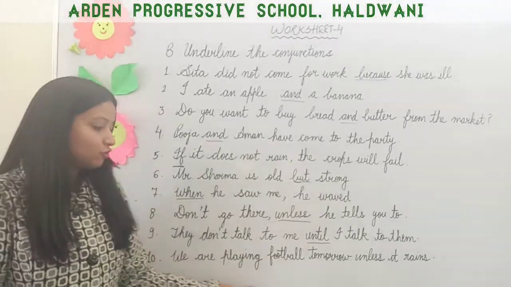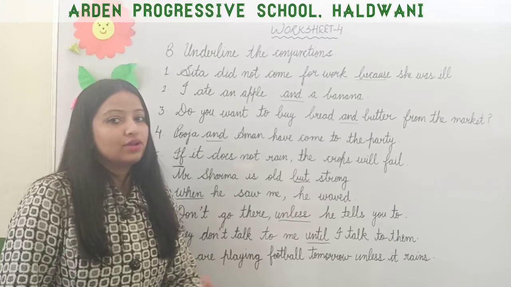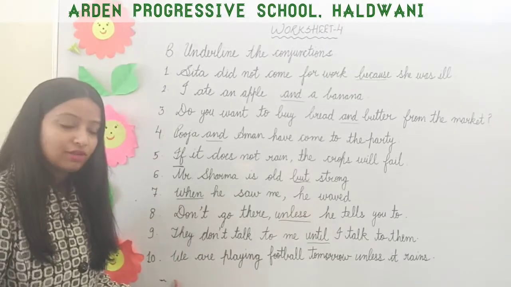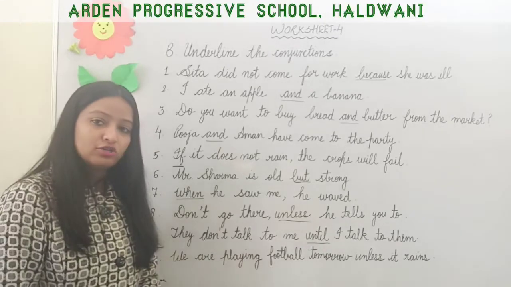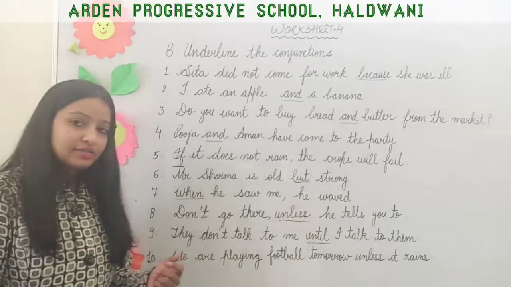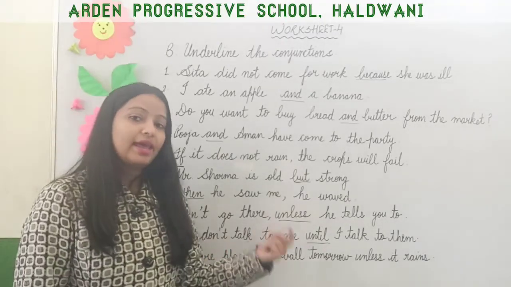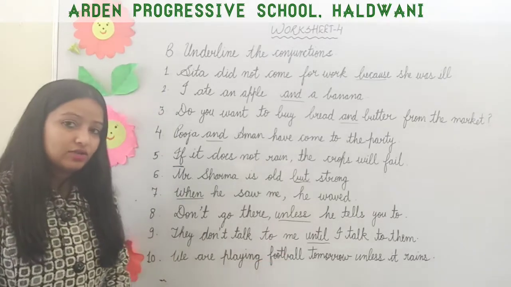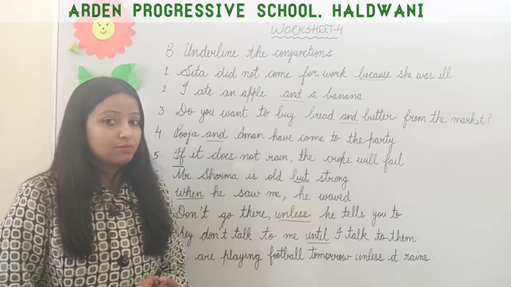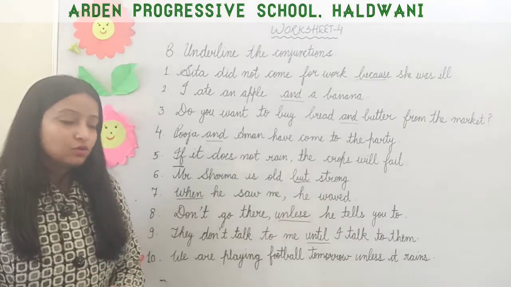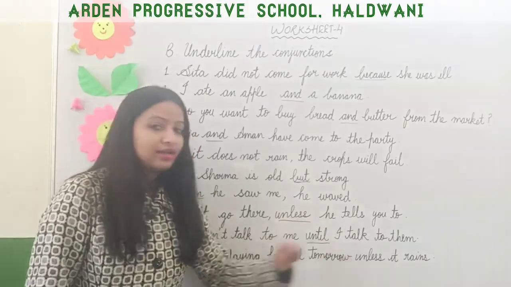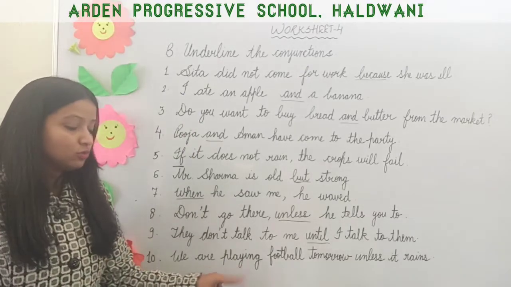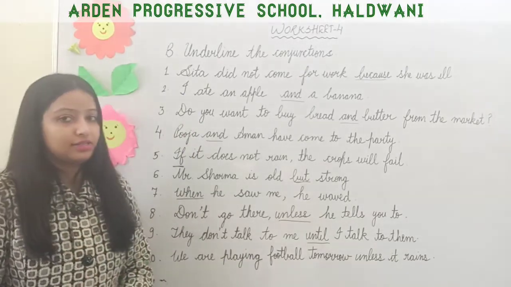"We are playing football tomorrow unless it rains." So we have planned something. We have planned to play football tomorrow. But there is an exception. What is that exception? It rains. You can see there, it rains. So that exception can change our plan. That's why we are writing here unless it rains. So we are playing football tomorrow except if it rains.